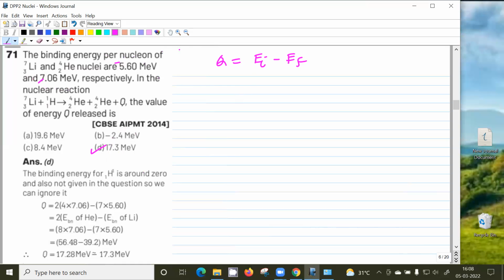See, Q is initial energy minus final energy, because I'm considering energy this way. But here it is done as final minus initial. 4 times 7.06 is for the helium. So he has done product minus reactant.